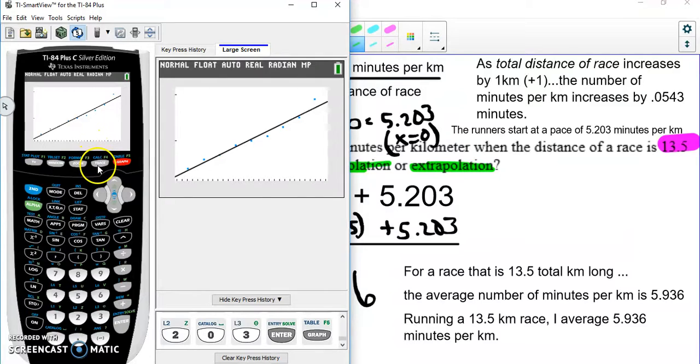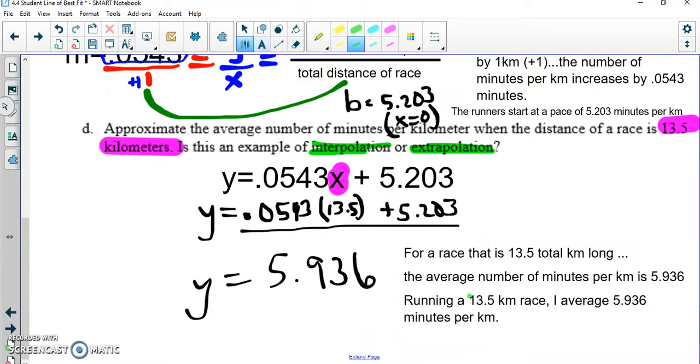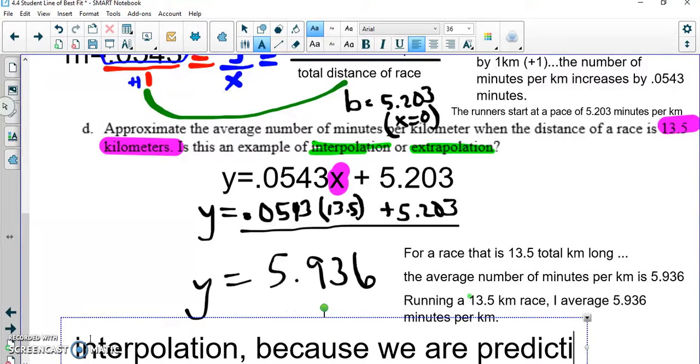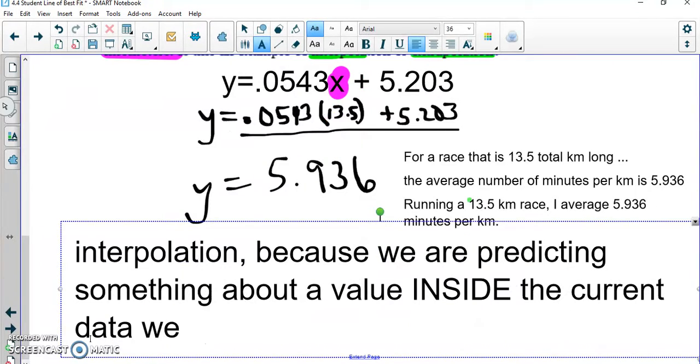So if I use my trace and find where x is, here I don't want to trace on my plot, I want to trace on the line, so I can use up and down to change what my cursor is going to go through. So on the line, I'm just going to find the x value of 13. So 13 is like here, it's inside my data values. So because the prediction I'm making is inside my data, I know that this is going to be interpolation, because we are predicting something about a value inside the current data we have.